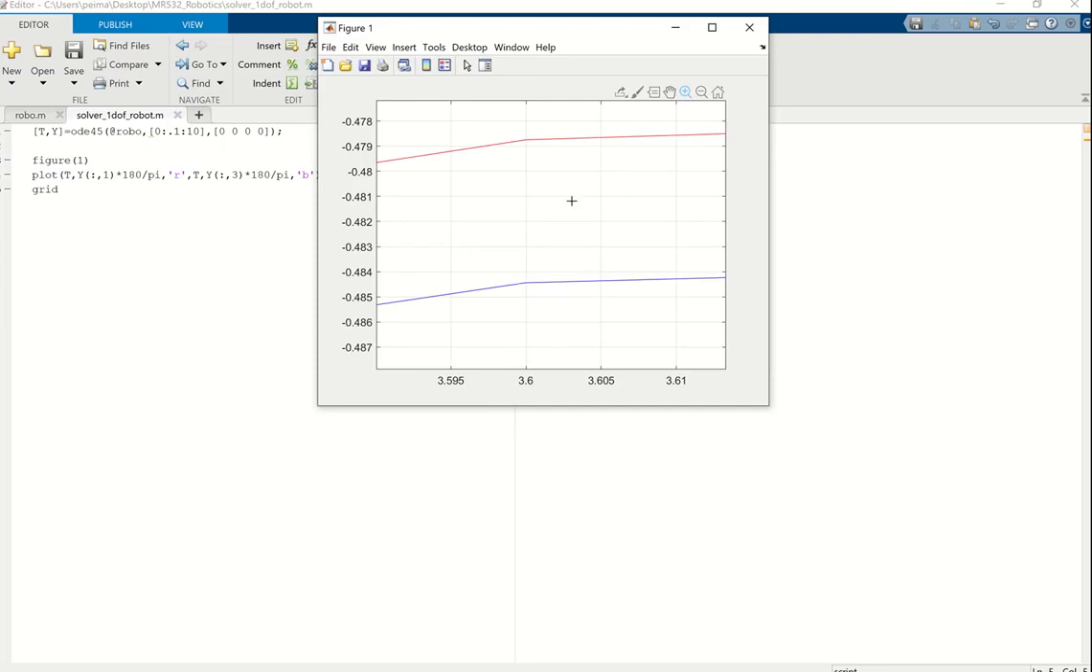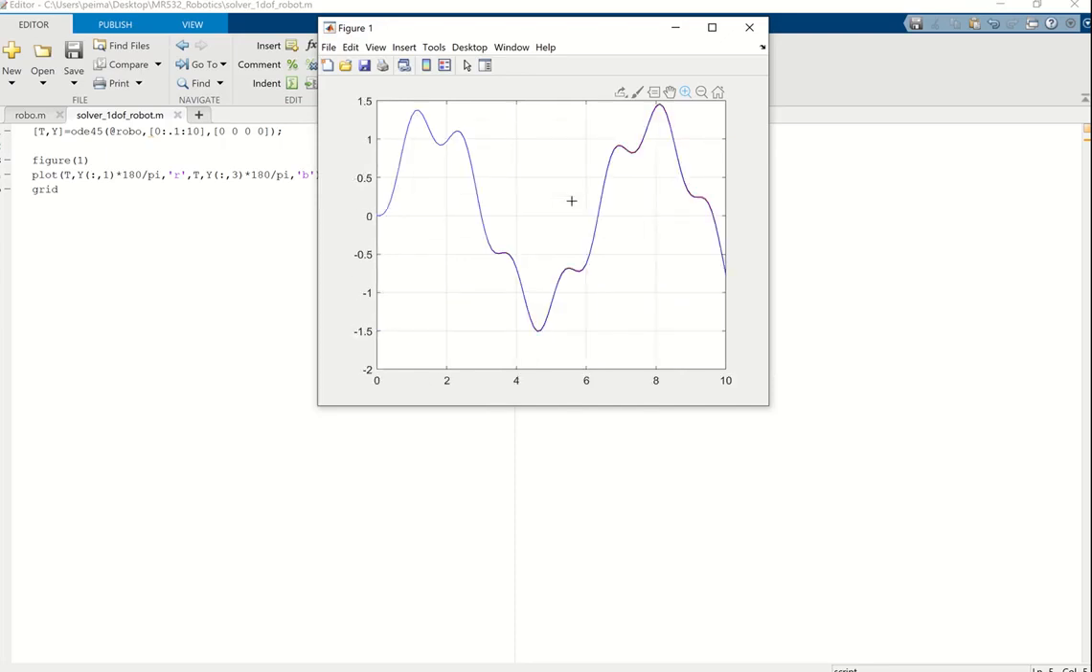0.05 degree. Okay, see, when you're controlling the system, this is not a controller, by the way. I'm just giving the external torque. The control is a different subject I'm going to teach you, hopefully. But you see that for the 1 degree of freedom robot, the difference between linearization and non-linearization is negligible.